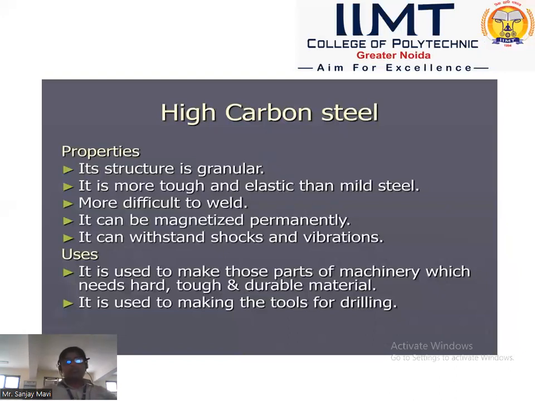High carbon steel. The high carbon steel's structure is granular. It is more tough and elastic than mild steel, as usual. It is generally difficult to weld as it has more carbon content. It can be magnetized permanently, and it has the property to absorb shocks and vibrations. It is used to make machinery parts and cutting tools.